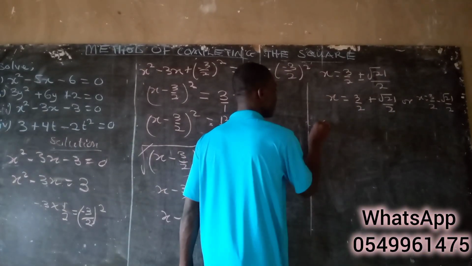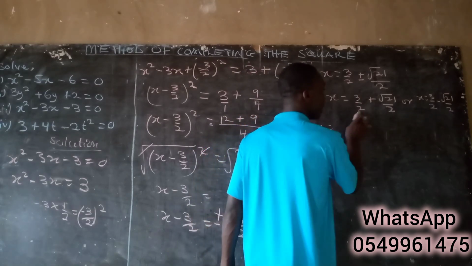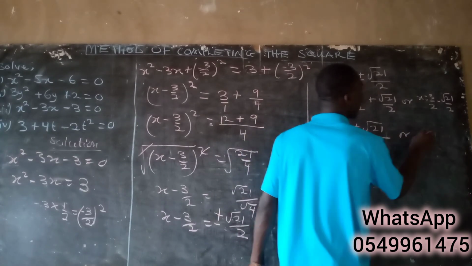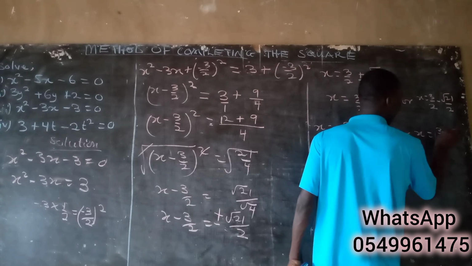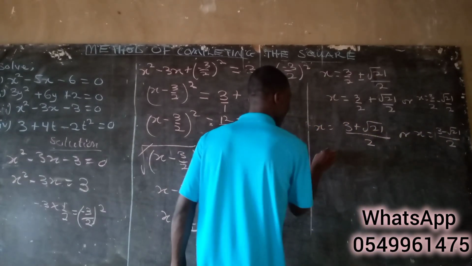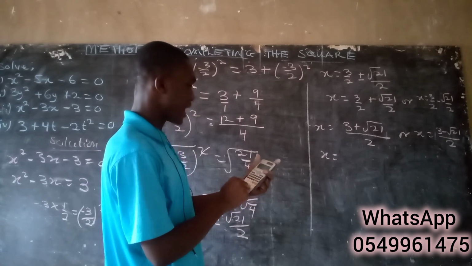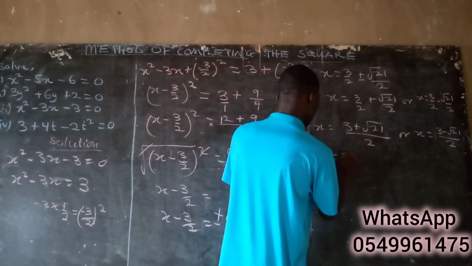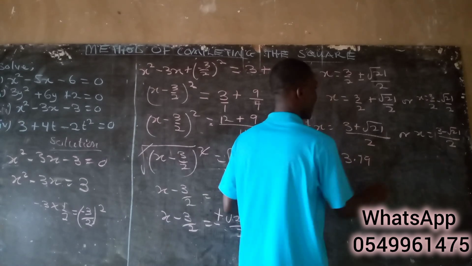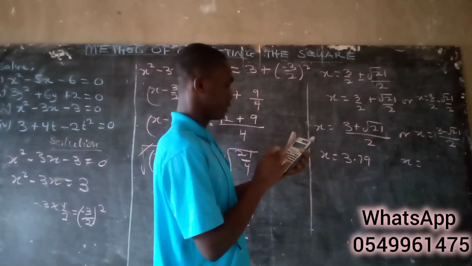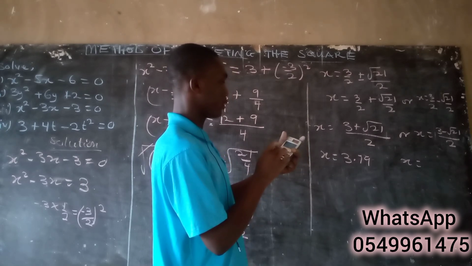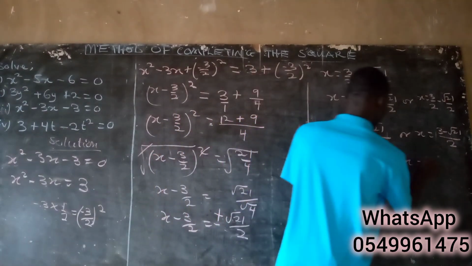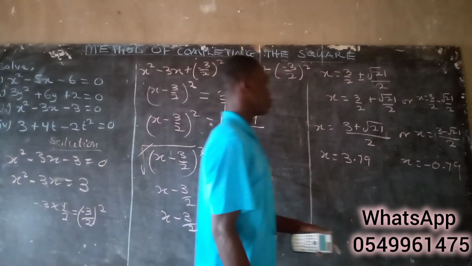So now we have 2 and 2, they are the same. So you can write x is equal to 3 plus square root of 21 all over 2, or x is equal to 3 minus square root of 21 all over 2. Now let's see the answer. 3 plus the square root of 21 all over 2 gives us 3.79. And for this one, 3 minus the square root of 21 over 2 gives us negative 0.79. So this becomes our final answer.